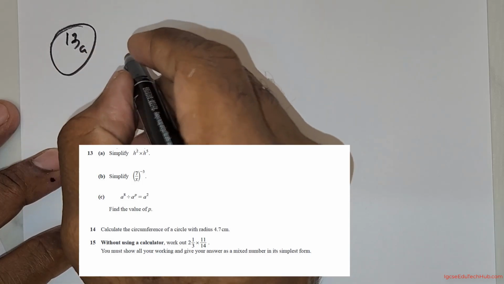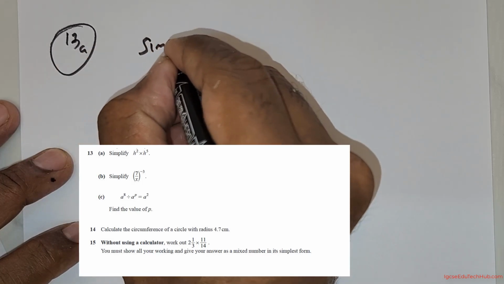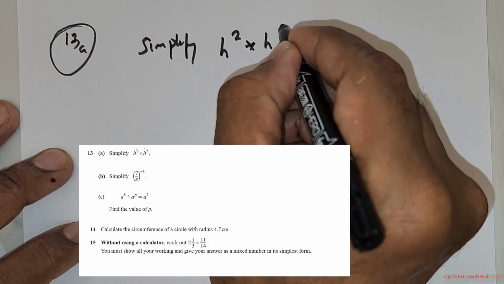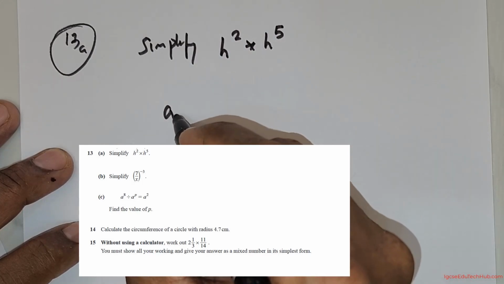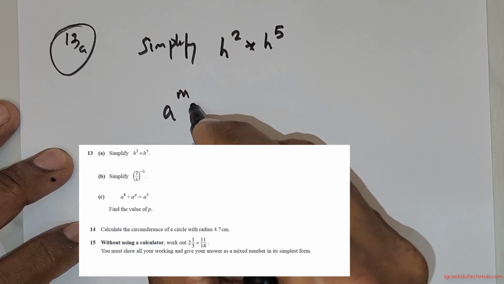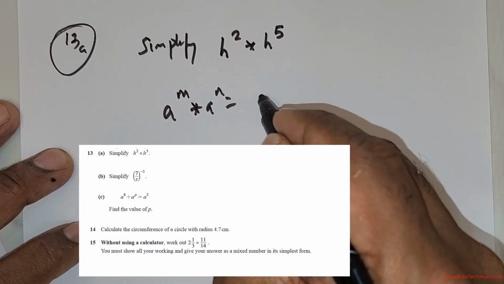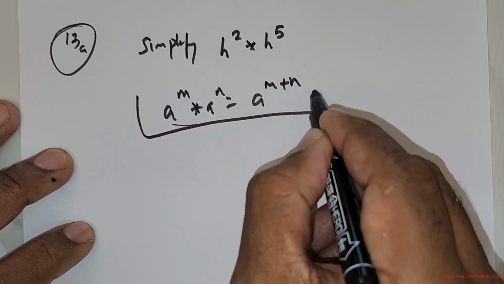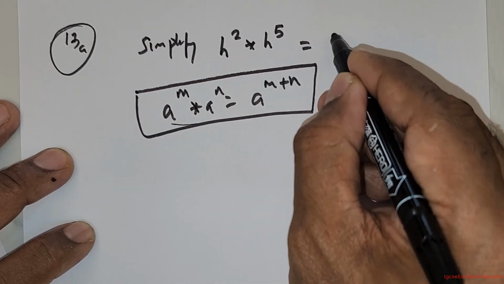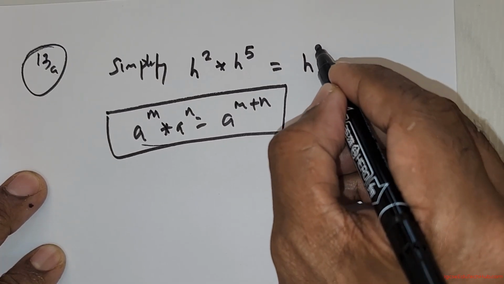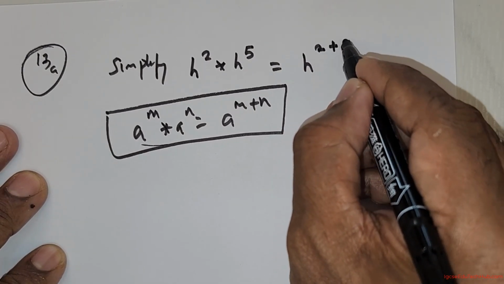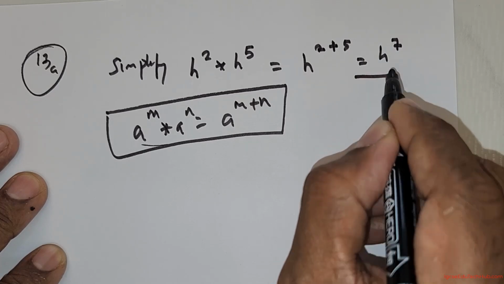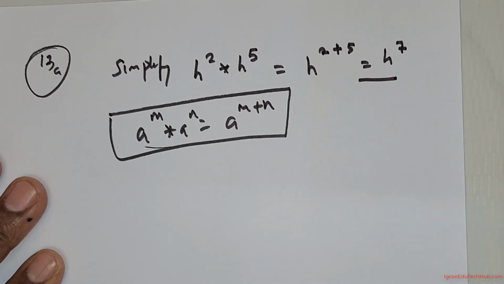This is question 13a. We are asked to simplify h squared times h raised to the power of 5. Now you have a formula: a raised to the power of m times a raised to the power of n is a raised to the power of m plus n. By that formula, this is going to be h raised to the power of 2 plus 5, which is h raised to the power of 7. So that's the solution for this question.